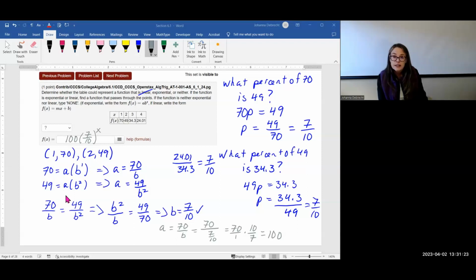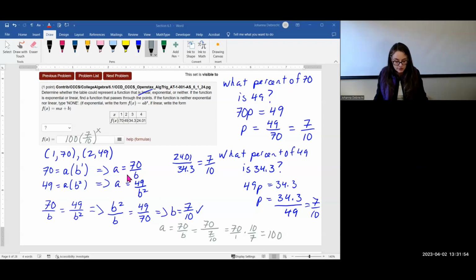I wrote two equations that were in exponential form. Then I solved each for a. You could solve for b, but b is squared in the second, so it's much easier to solve for a. Then I set them equal. I got all the b's on one side and I got the constants on the other, and I got b was 7/10, which I knew it was going to be because that was the percentage, right? So that was what was changing each time. That was the multiplicative factor.